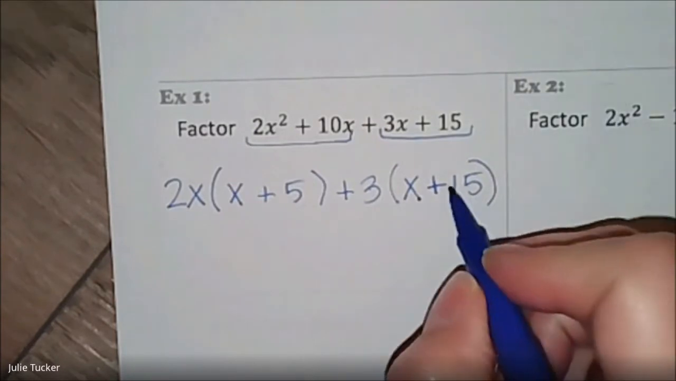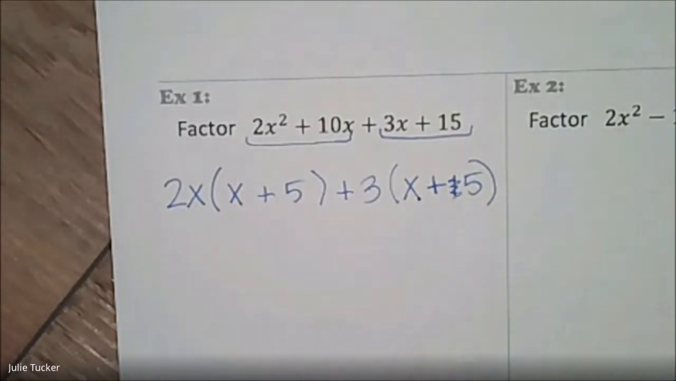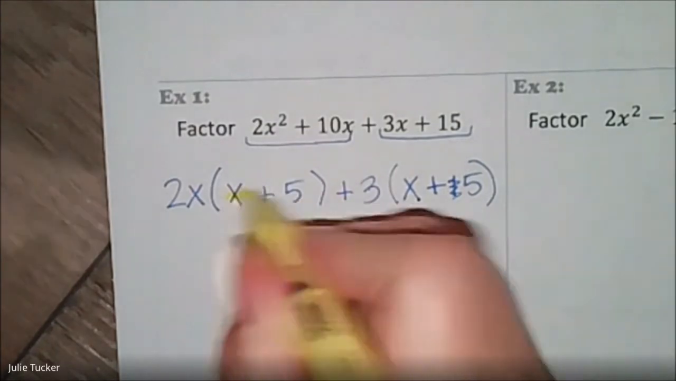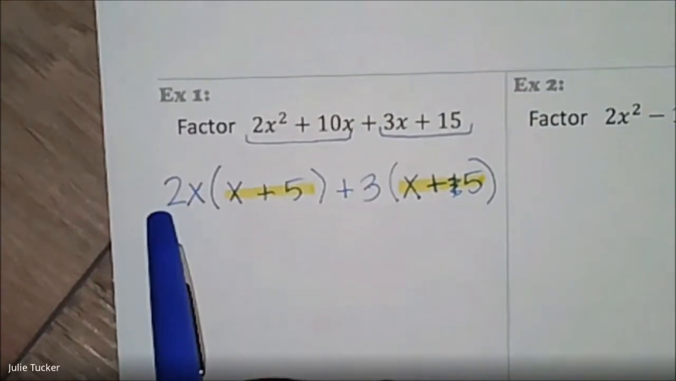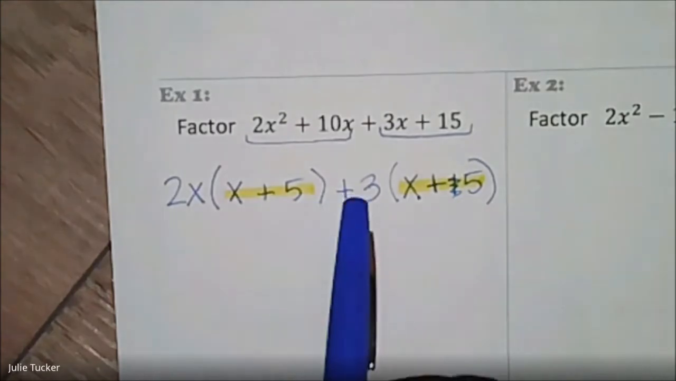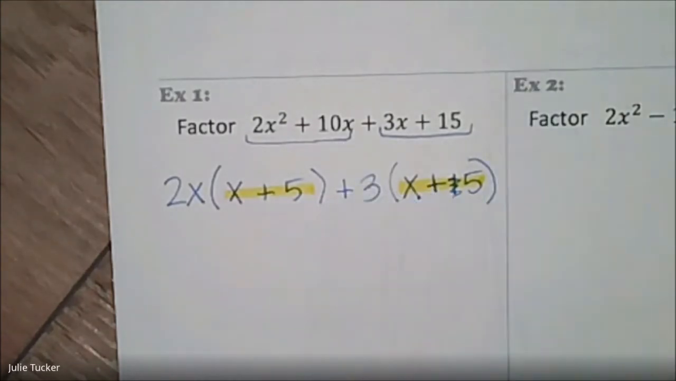Oops, I wrote the wrong number. Sorry. So the next step is to notice that the two sets of parentheses, those two pairs, they're binomials, right? They match. They're both x plus 5s. So you have a 2x times x plus 5 and a 3 times x plus 5.